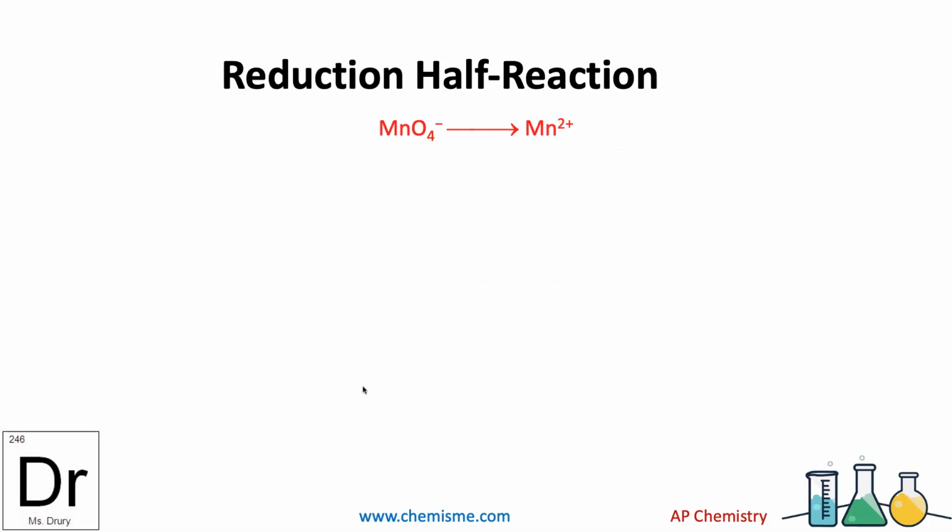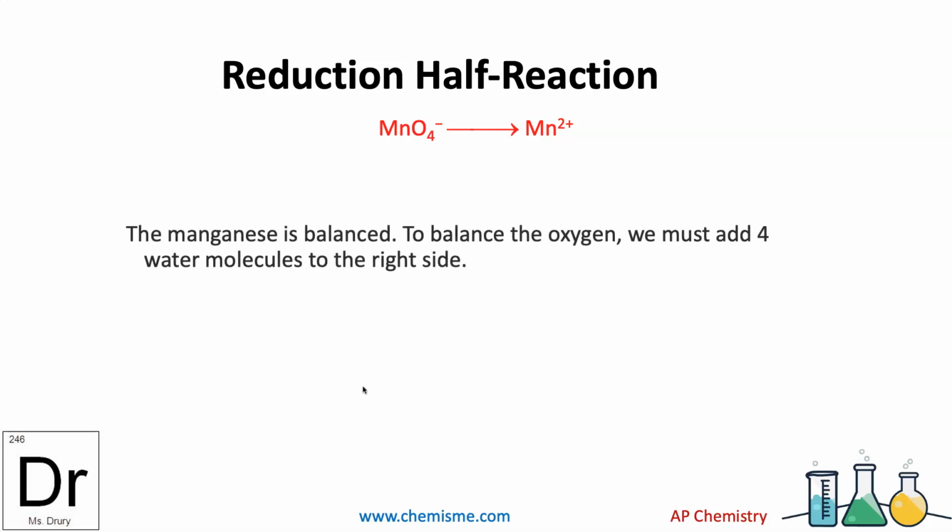Here's a little trickier one. MnO4 minus goes to Mn plus 2. I would check to make sure my manganese is balanced first, which it is. So next, I would balance my oxygens. We're going to add 4 water molecules to the right side because where there are ions, there's always water, right? 4 water so that matches the 4 oxygens on the left.